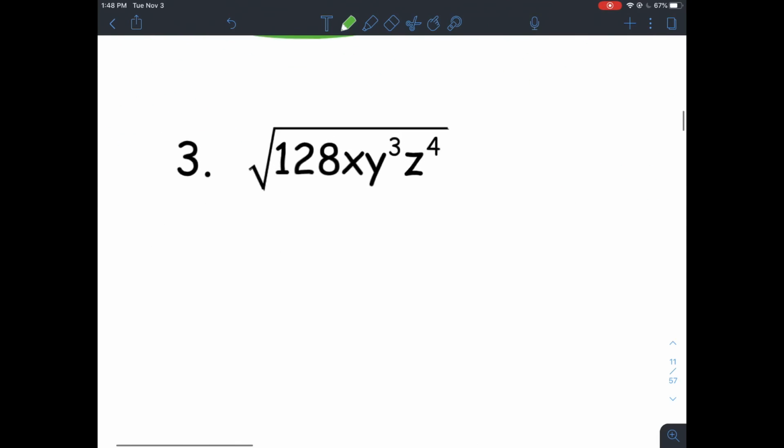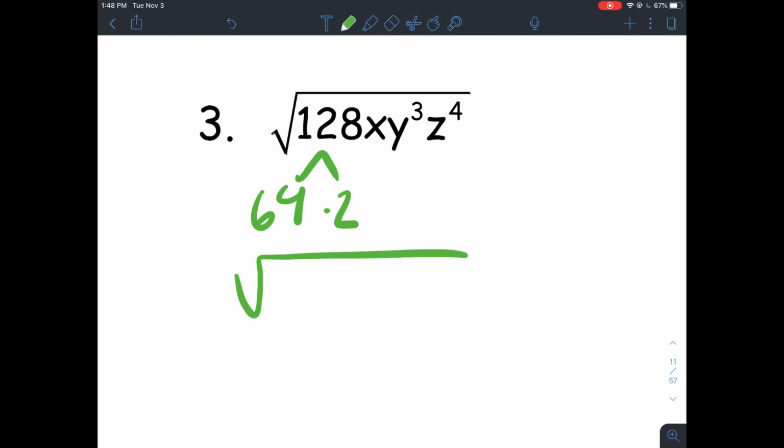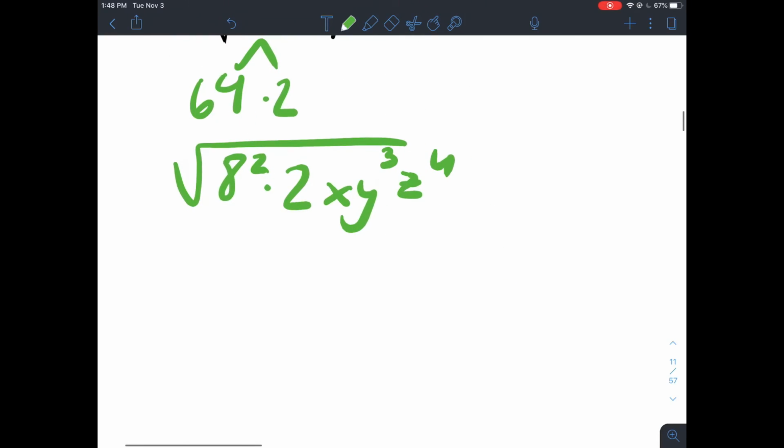Next one. Again, go ahead and give it a shot. All right. When I do this one, I'm going to break down 128 into 64 times 2. So we've got 8 squared times 2, x, y to the third, z to the fourth. So I can take my 8 out. My 2 is stuck in there.